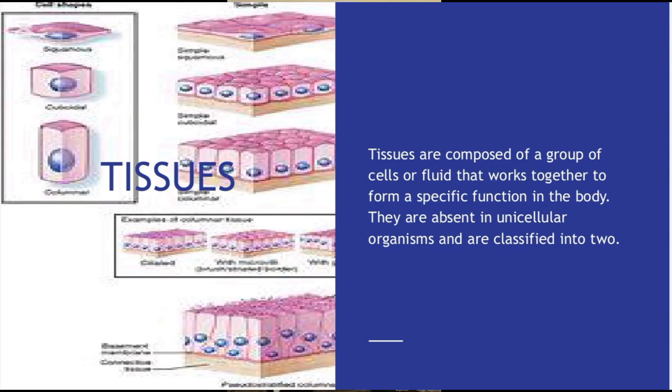Now the next part of the hierarchy of organization we'll be covering are the tissues. So what are tissues? A tissue is composed of a group of cells or fluid that works together to perform a specific job in the body. They are absent in unicellular organisms and are classified into two: plant tissues and animal tissues. The plant tissues mainly give support to the plants because, as we know, plants are stationary and they do need security so that they don't die quickly, or get trampled on, or blown away by the winds.